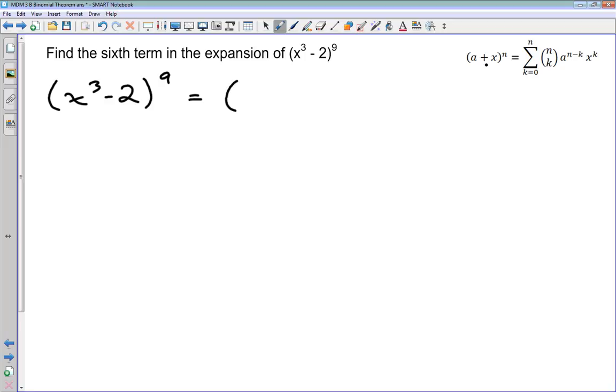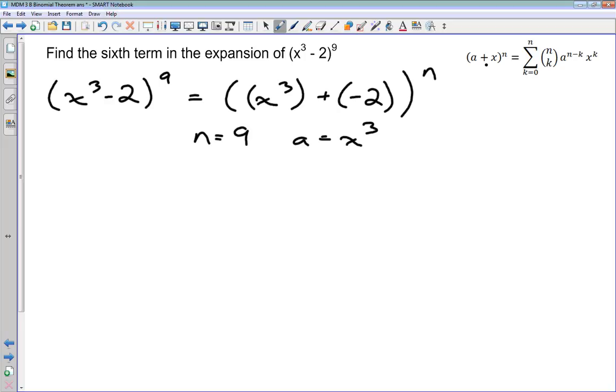So I'm going to write this as x cubed in brackets, that's like our a, plus negative 2, that's like our x, all to the power of n. So when we write it like this, we know right away n is 9, that's our exponent. We want to replace a in our binomial theorem with x cubed, and we want to replace x with negative 2. And again, I'm going to put that negative in brackets there to remind us that that negative has got to stay with that 2.